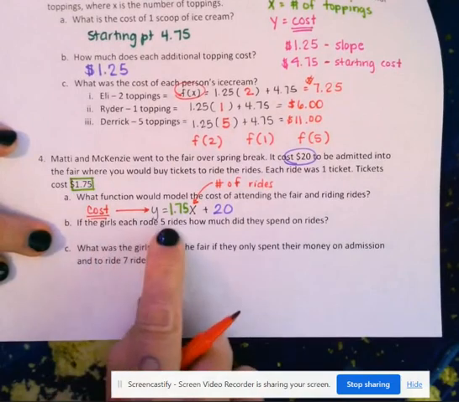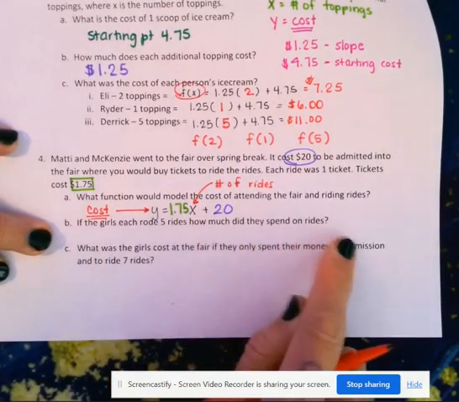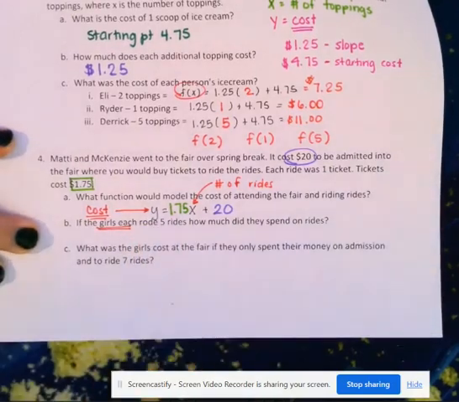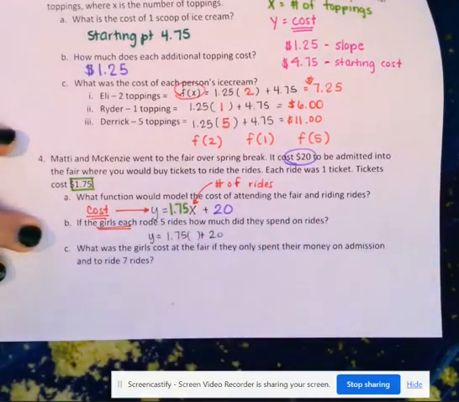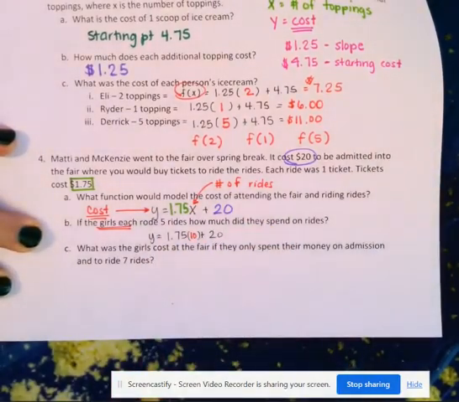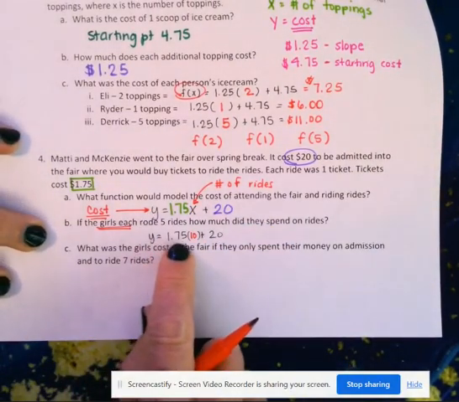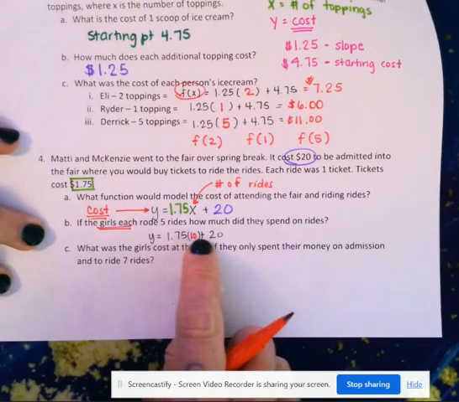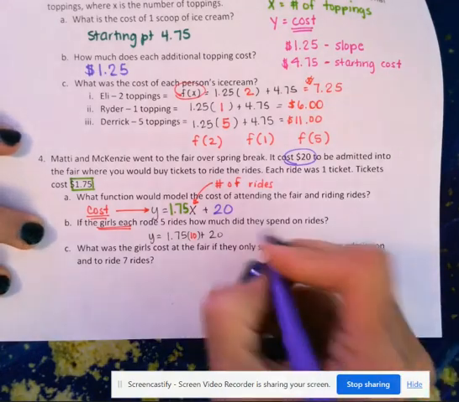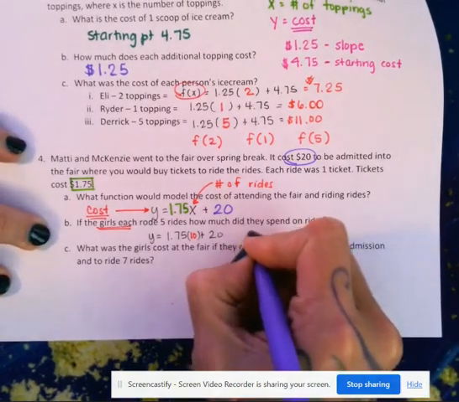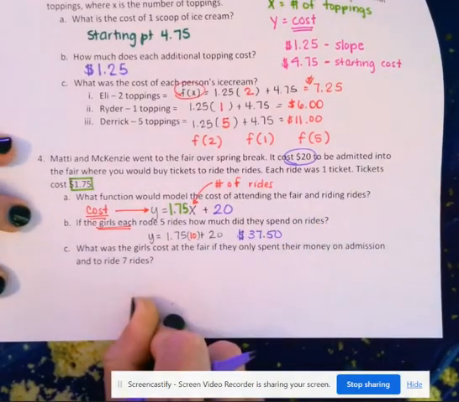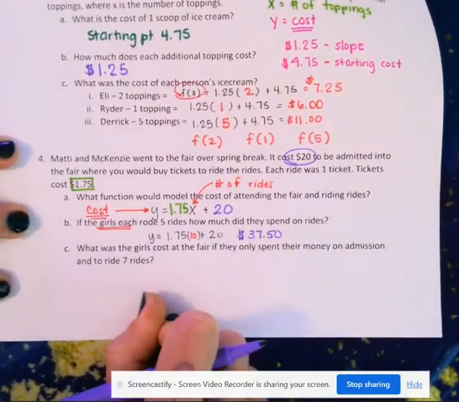So if the girls each rode 5 rides, how much do they spend on tickets? The girls each rode 5 rides. So how many rides is that? They both rode 5. There's 2 of them. So it's going to be 10, right? So 10 rides. So 1.75 times 10 plus 20. What's the cost for them both to ride all their rides that day? It's going to be $37.50, because Maddie and Mackenzie rode 10 rides.